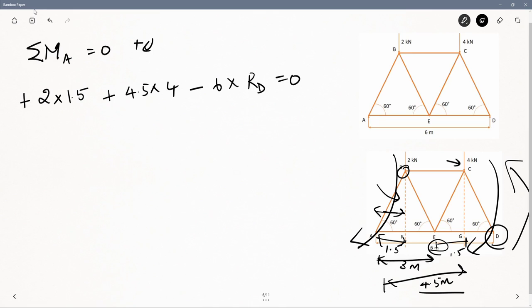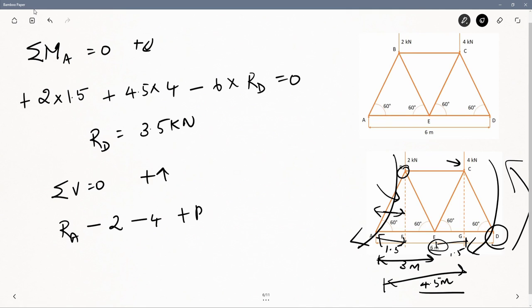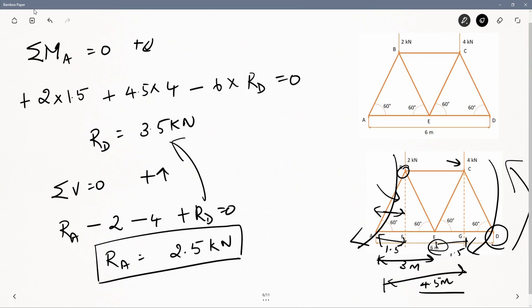I solve this equation and I get a value of RD equal to around 3.5 kilonewton. I use the second equilibrium equation, that is summation of all vertical forces equal to 0, and I assume that the vertical forces acting upwards are positive. So I have RA minus 2 minus 4 plus RD equal to 0. My RD is 3.5, so my RA would be equal to 2.5 kilonewton. So these are the support reactions.